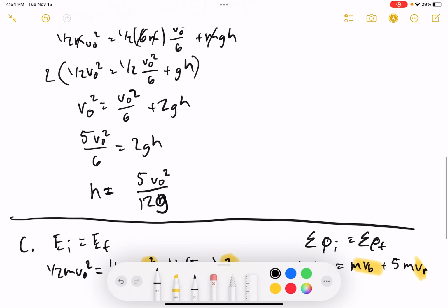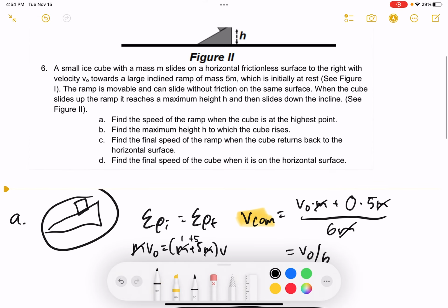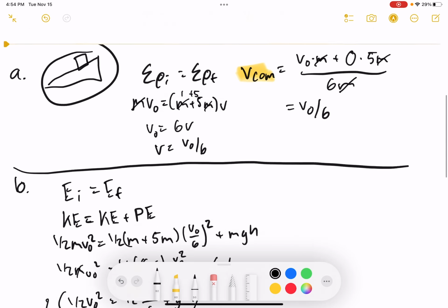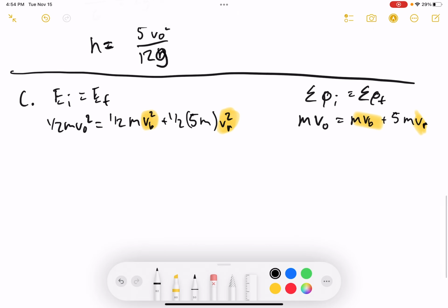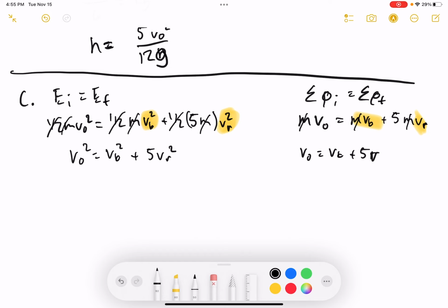Now I have two equations, two unknowns, but at least in this question I'm looking for the final speed of the ramp. So first I'm going to simplify a little bit. I can cancel out all of these m's, and I'm going to cancel out the 1/2 because that's also in everything. So I have v naught squared equals vb squared plus 5vr squared. And then on the other side, I can cancel out all the m's, so I have v naught equals vb plus 5vr.